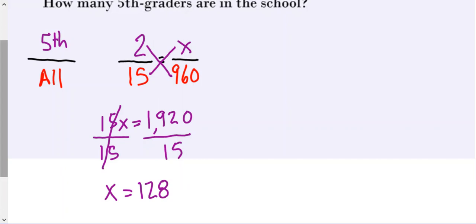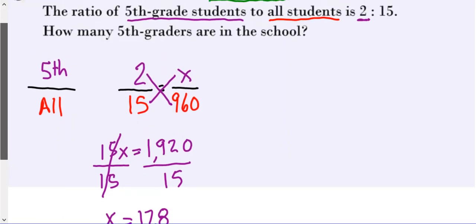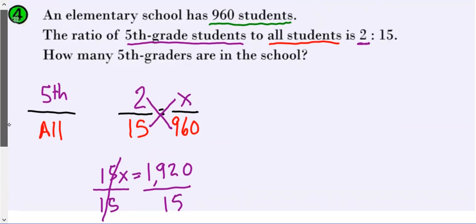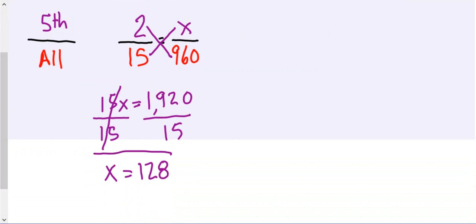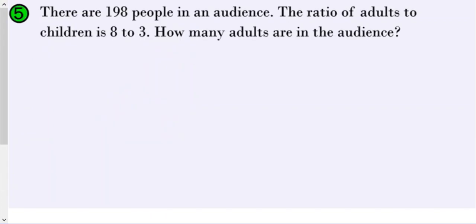So that tells us that in the school, when there are 960 students, 128 of them are 5th graders. Alright, make sure you have this example written down before you continue on. Alright, and last word problem that we're going to go through here. It says there are 198 people in an audience. The ratio of adults to children is 8 to 3. How many adults are in the audience?